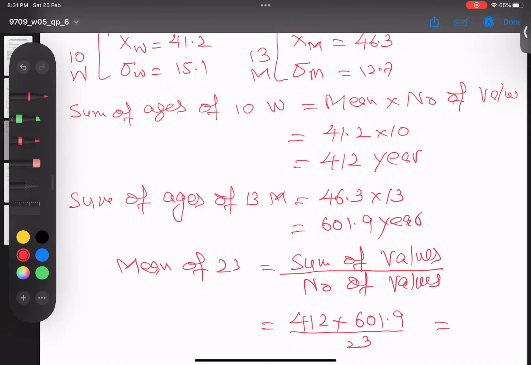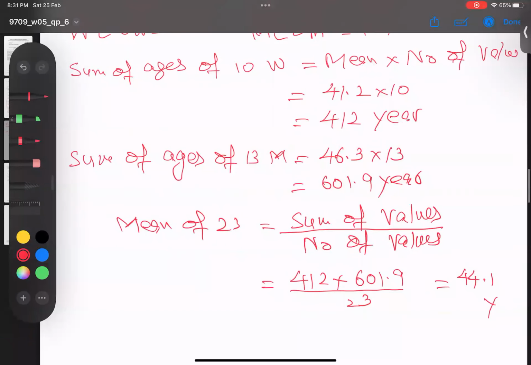If we check it here, the average of all 23 people is coming to 44.08, which is about 44.1 years. So this is the average of all 23 people.